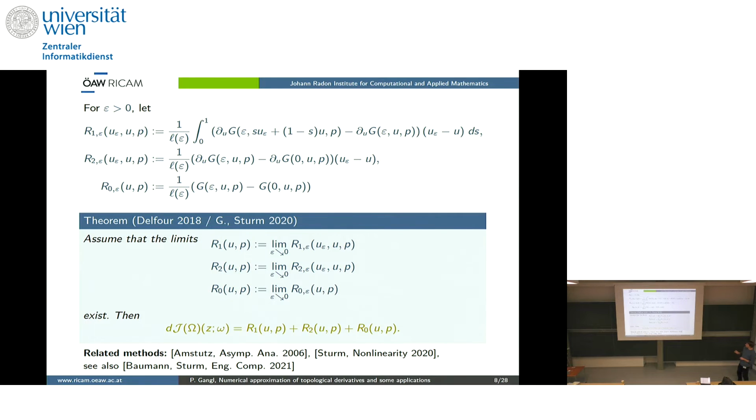This result is actually based on a result of Michel Delfour from 2018, and Kevin and I modified it a little bit for this setting in a paper from 2020. I should mention here that this is one way of computing topological derivatives in a Lagrangian way. There are other ways, for instance, one by Samuel Amstutz.